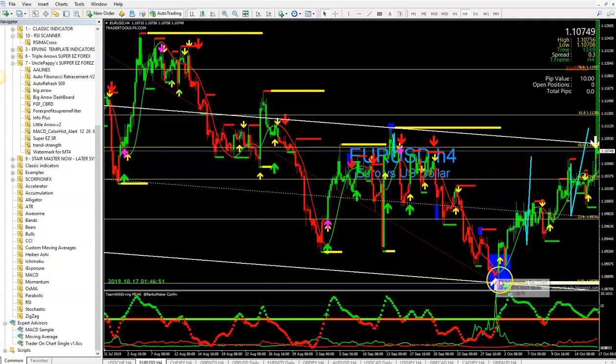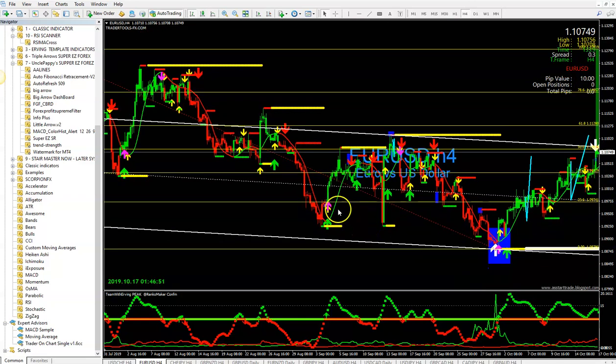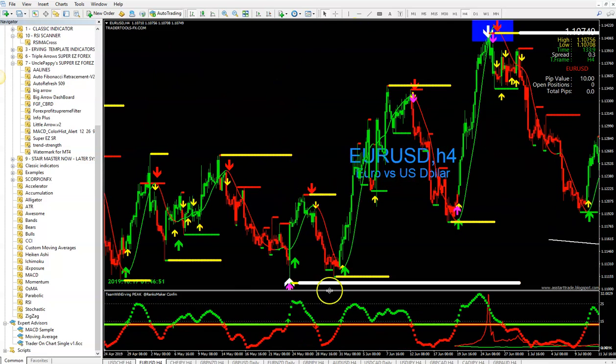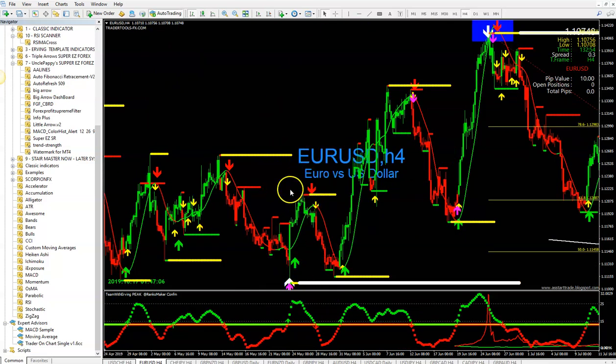So look here, see? Just by seeing the white arrow, I know the triple arrow is sitting in there. If I go back in history, look here. Just by seeing it, it's there. Same thing here. So it's just easier for me to see it. Hopefully that answers your question.